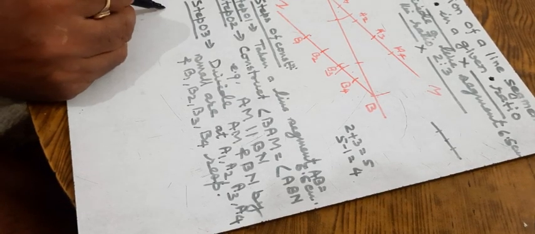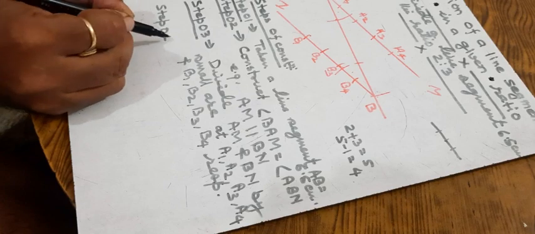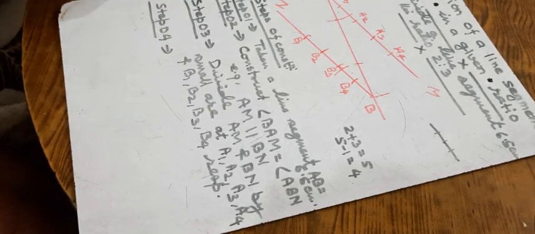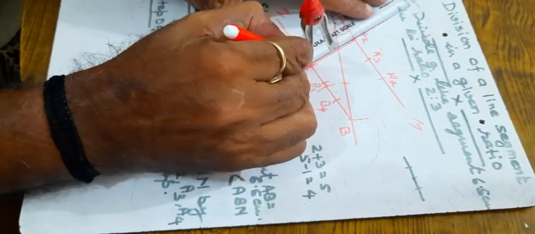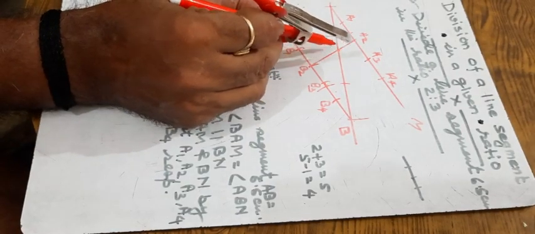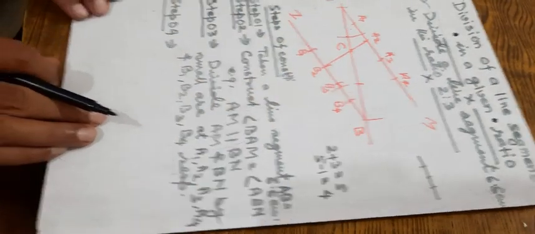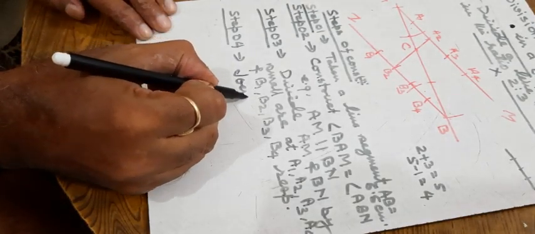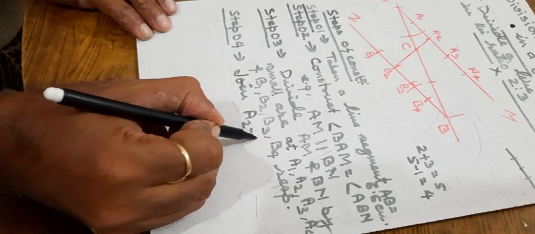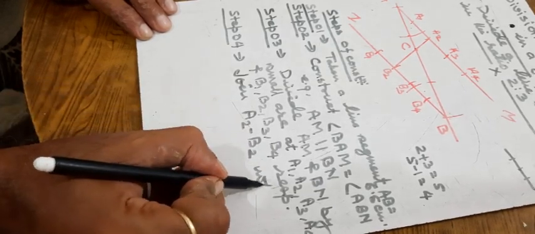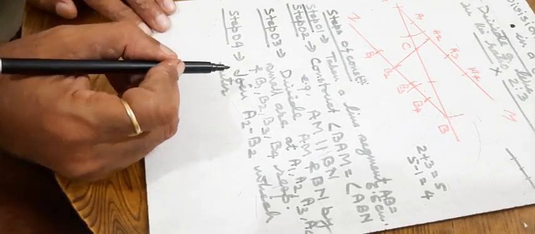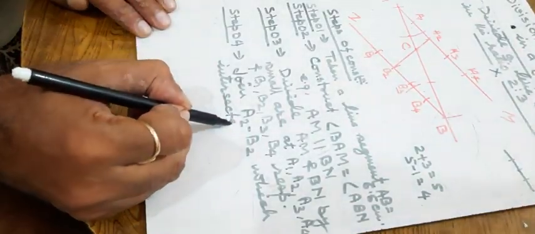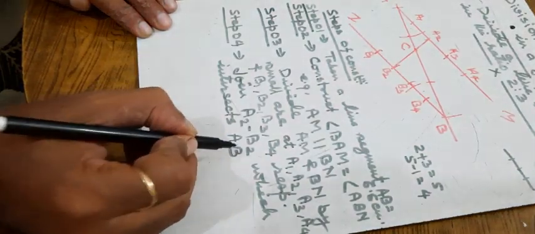Now Step 4. Join A2, B2, which intersects AB at C.